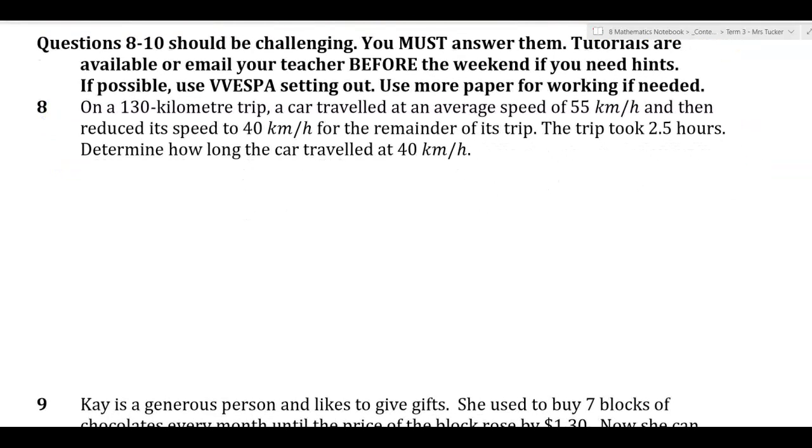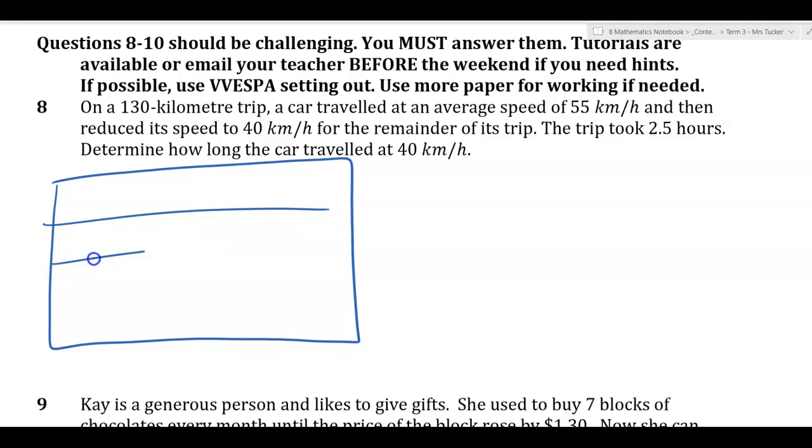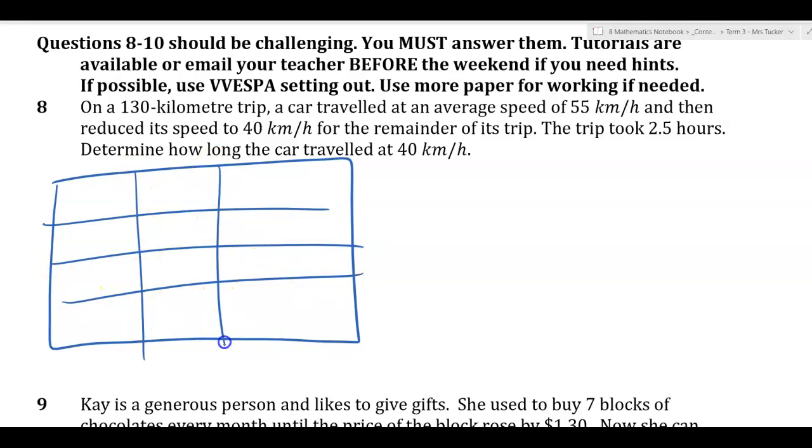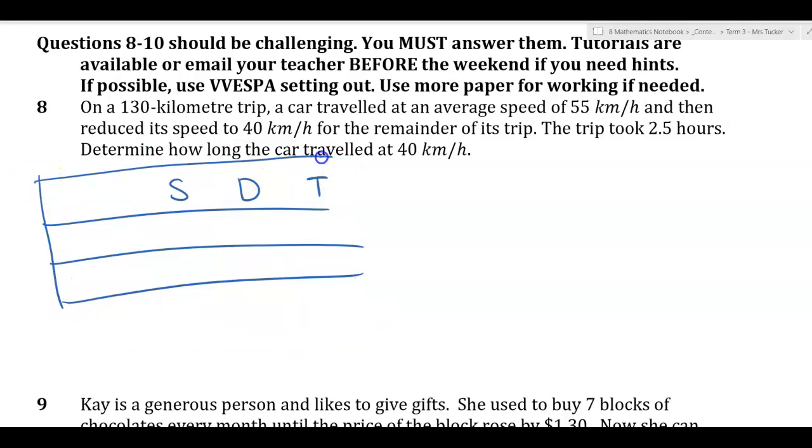All right, on to the challenge questions. Okay, so this is a speed, distance, time question. So I would use a table: speed, distance, time. And actually, I've drawn too many. You explain the table to him? That's good.